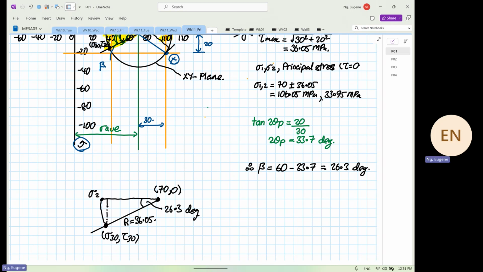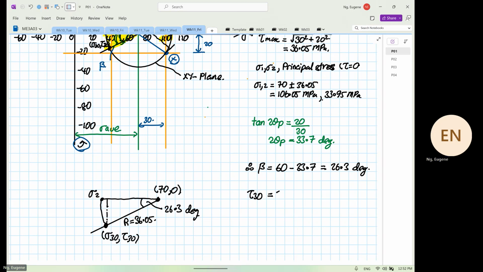Listen to what I'm doing now and focus on it, because this will help you reduce the possibility of creating an error. Let me elaborate. The first thing that you have to do is determine shear 30. So shear 30 is equal to what?